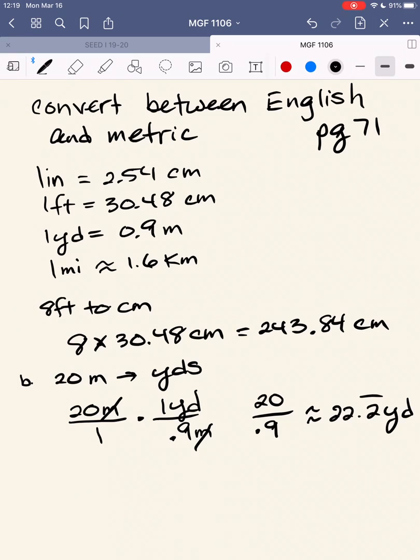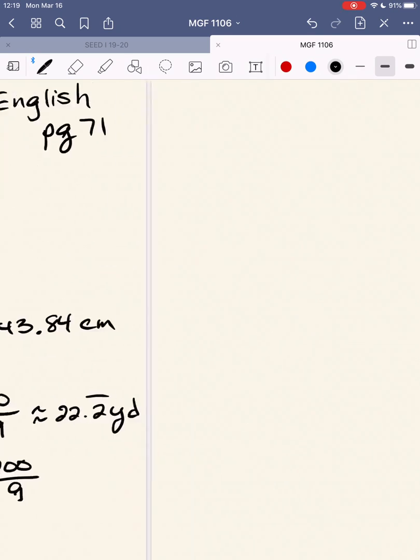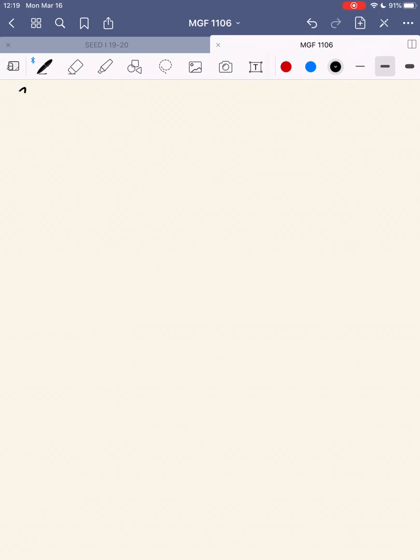If I wanted to leave it as a fraction, I just multiply top and bottom by 10 to get rid of the decimal in the bottom. And I have 200 over 9. When I simplify it, I still get 200 over 9. It doesn't simplify any further than that. All right, let's look at C.